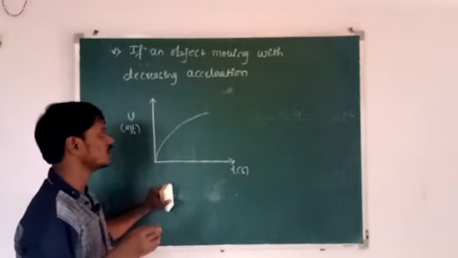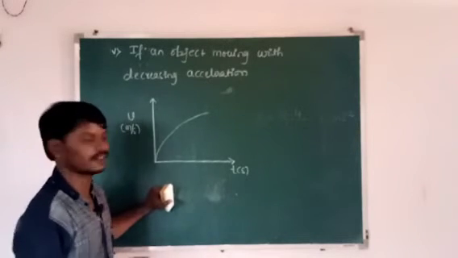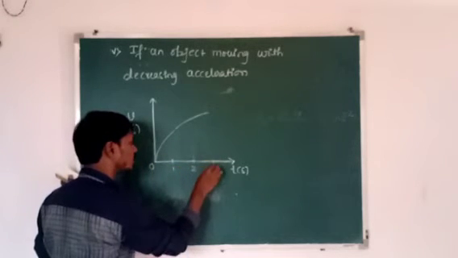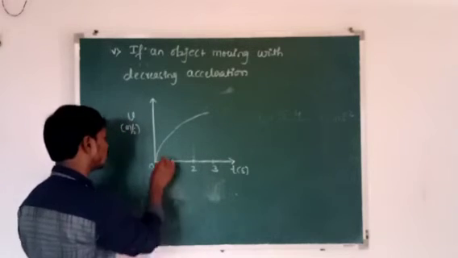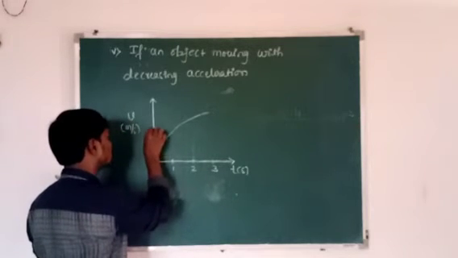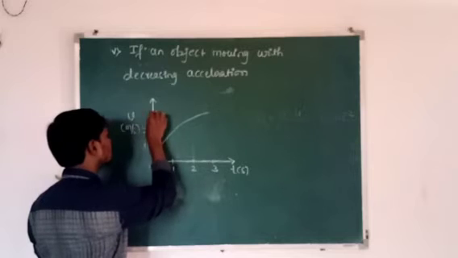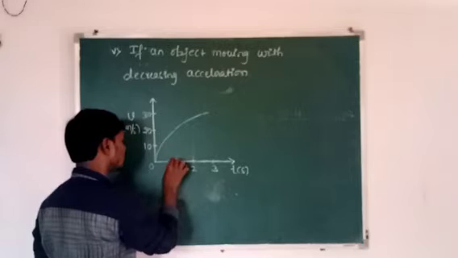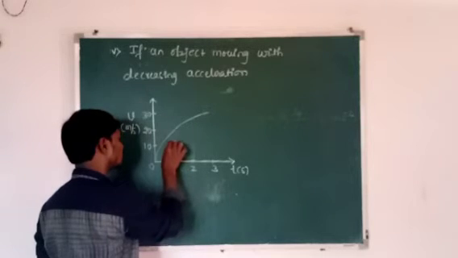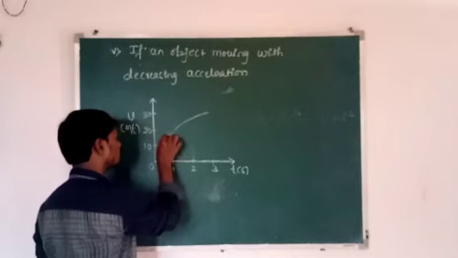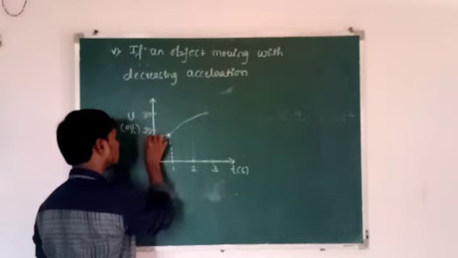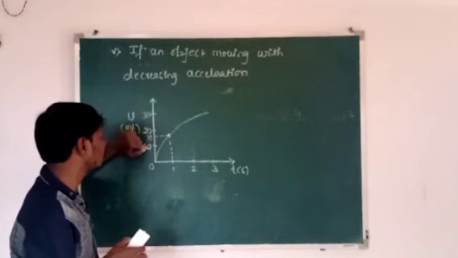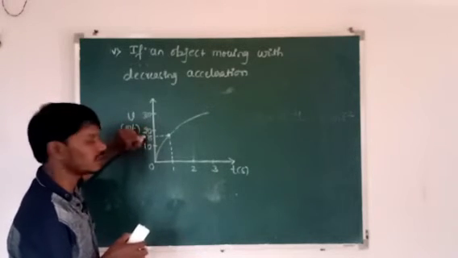So let us find the decrease in acceleration here. 0, 1 second, 2 second, 3 second and so on. Then here it is 10, 20, 30 and so on. So what is the velocity of the object at 1 second? Here, supposed to be, I will take it as 15 because it is at the middle of 20 and 10. The middle of 20 and 10 is nothing but 15.